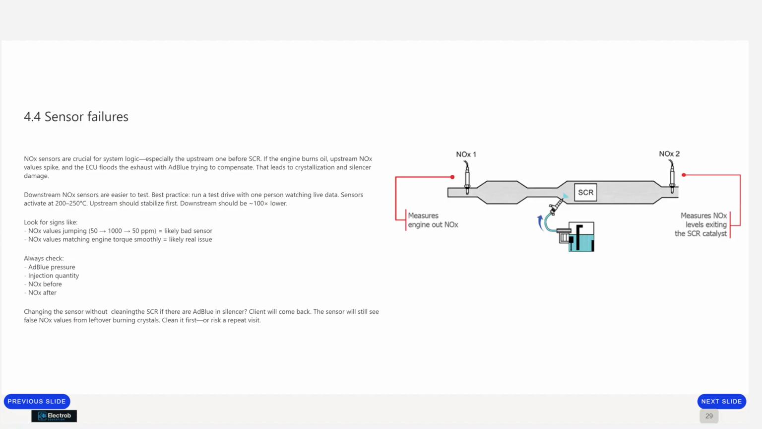Changing the sensor without cleaning the SCR if there is AdBlue in the silencer, the client will come back. The sensor will still see false NOx values from leftover burning crystals. Clean it first or risk a repeat visit.